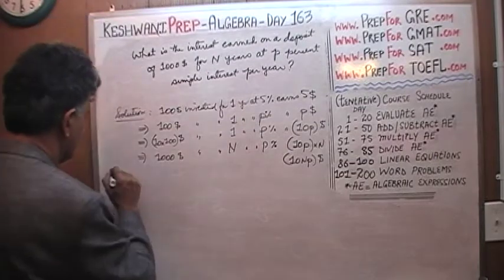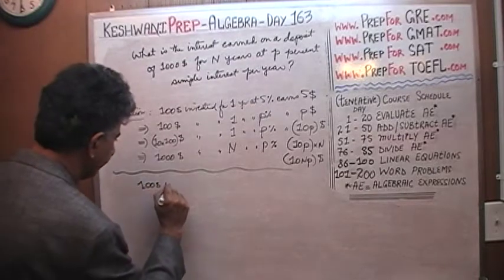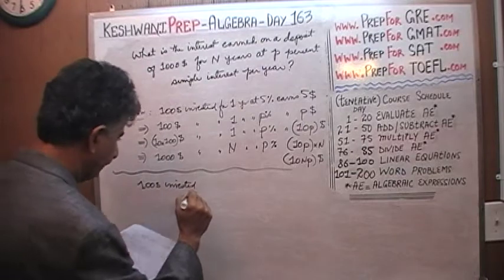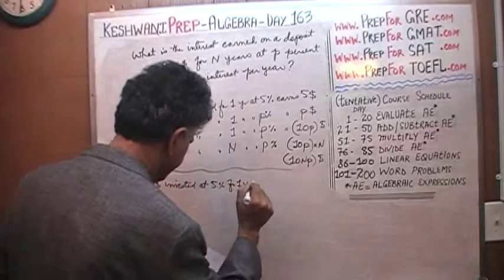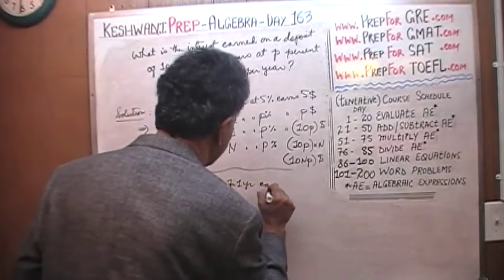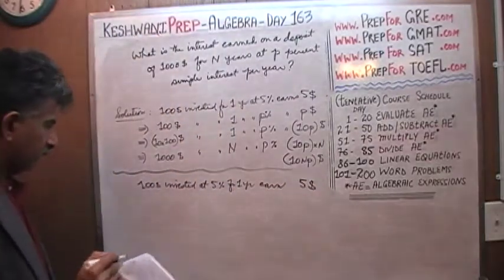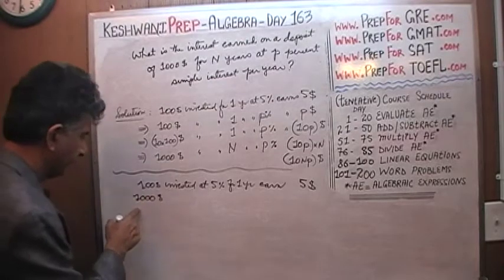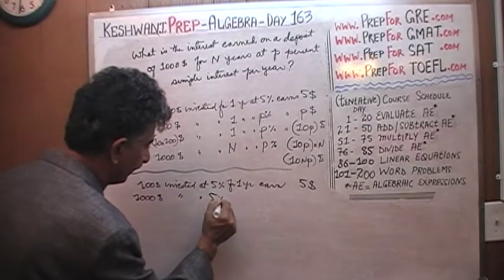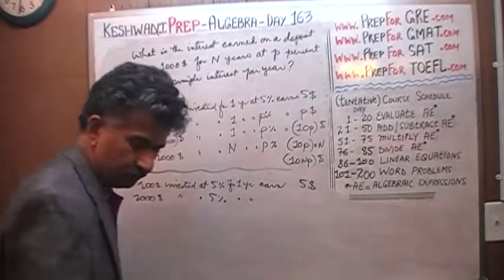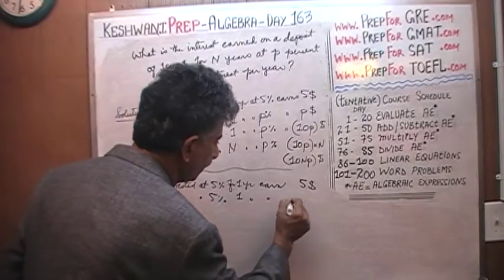For example, if we were to invest $100 at, let's say, 5% for 1 year, we will earn $5, of course. $1,000 on the other hand, instead of $100, if we were to invest $1,000, 10 times the amount of money, $1,000 invested at 5% for 1 year, should earn 10 times the amount of money.